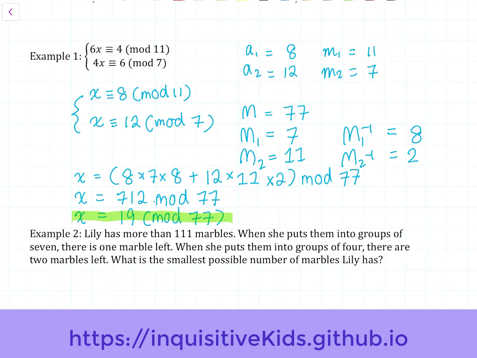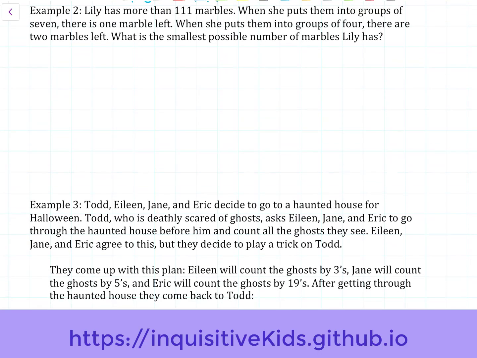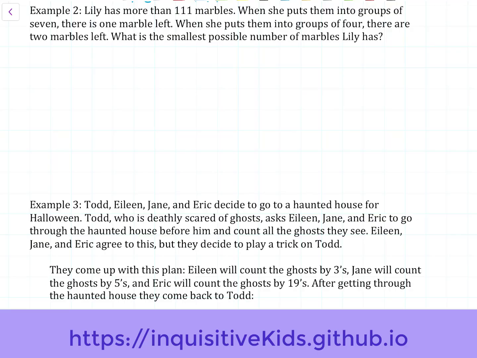Now moving on to example number 2. And here are the word problems. So we have an extra step, which is writing out the equations for ourselves. Lily has more than 11 marbles. When she puts them into groups of 7, there is 1 marble left. When she puts them into groups of 4, there are 2 marbles left. What is the smallest possible number of marbles that Lily has?